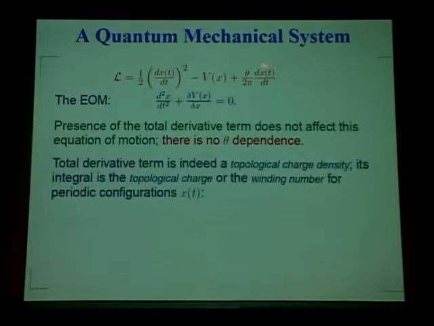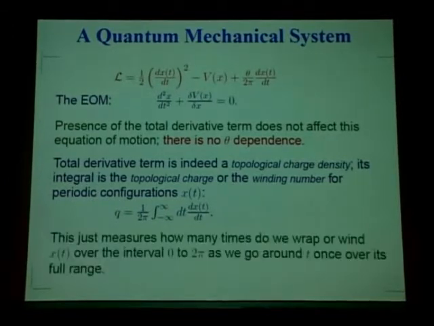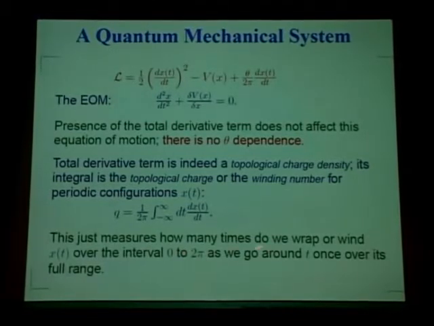Now this total derivative term that I have written here is indeed a topological density, and in fact its integral is a topological charge, or the winding number, for periodic configurations x(t). The charge is measured by this integral from minus infinity to infinity of dx/dt, with normalization 1/2π. And this charge just measures how many times we wind x(t) over the interval 0 to 2π as we go around t once over its full range.